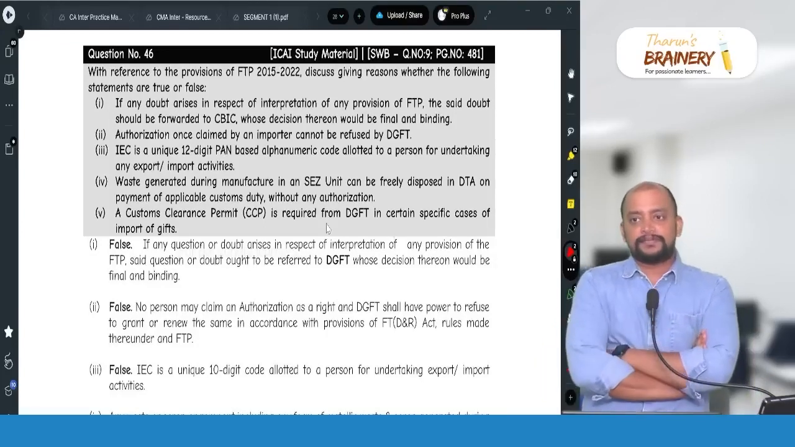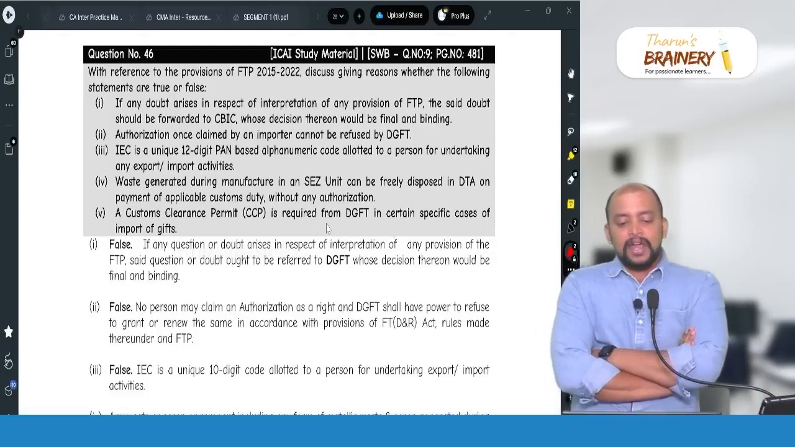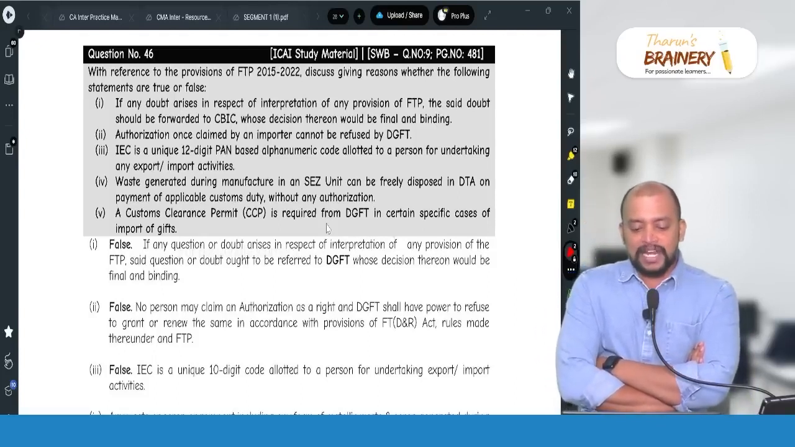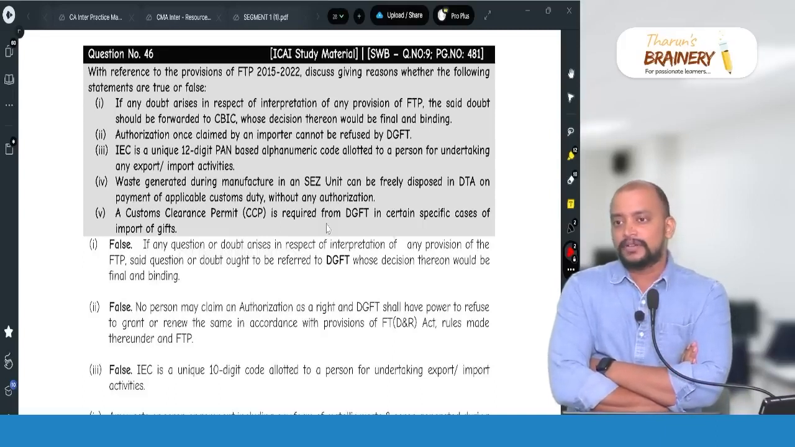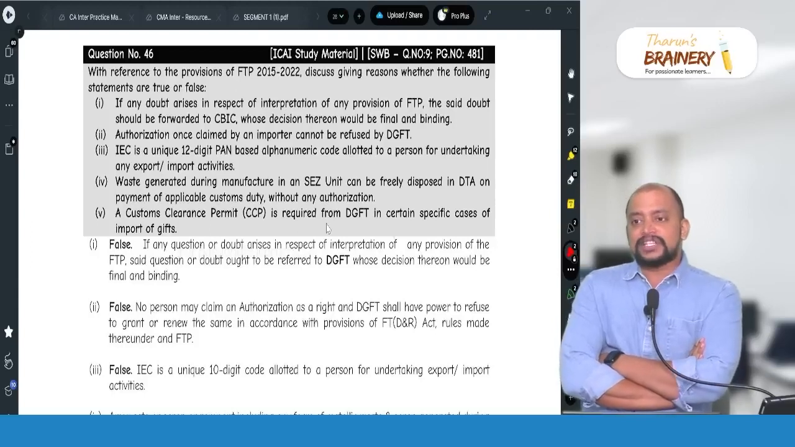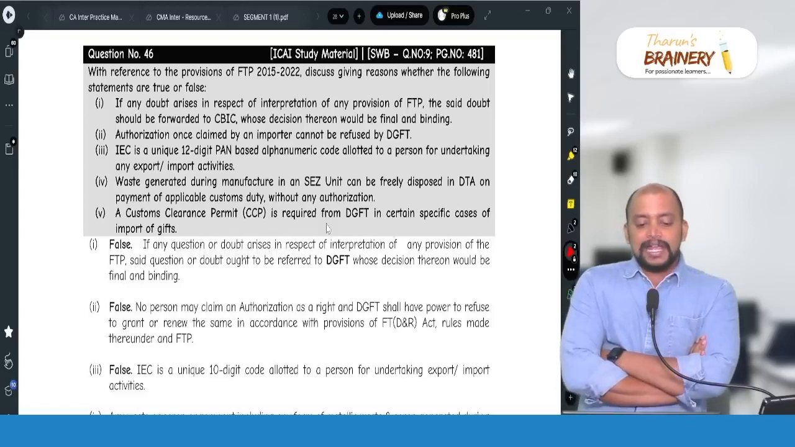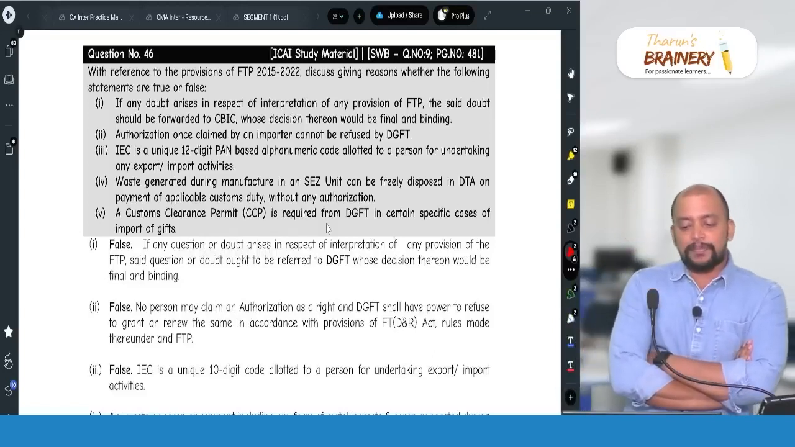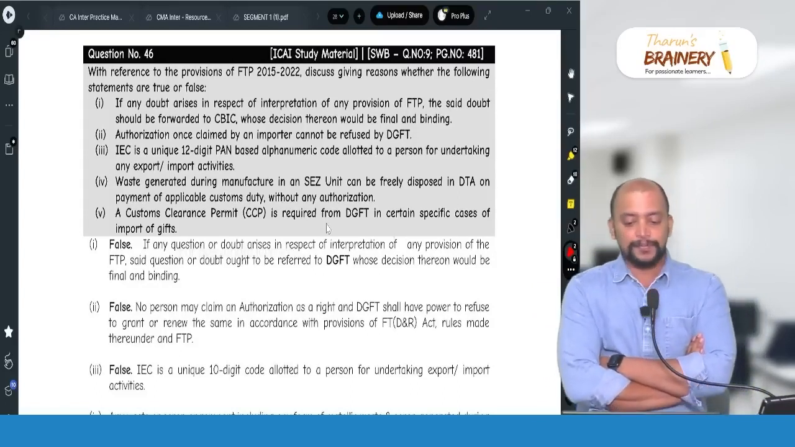True or false? False. It is DGFT. Authorization once claimed by an importer cannot be refused by DGFT. False. Why? Authorization is not a right and DGFT has the power to refuse to grant or renew. IEC is a unique 12 digit permanent account number based alphanumeric code. False. It is a 10 digit number.